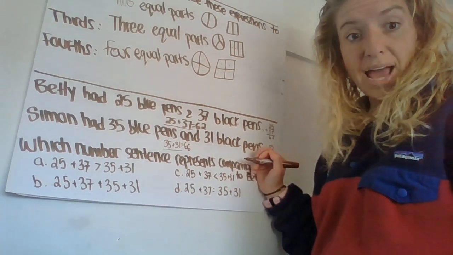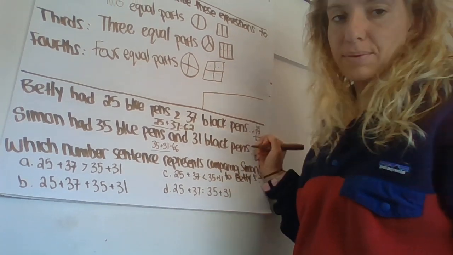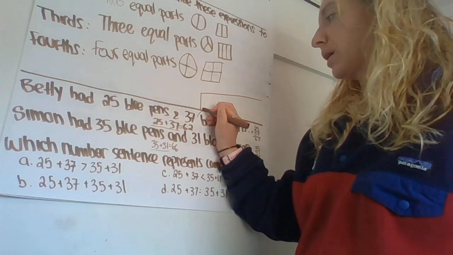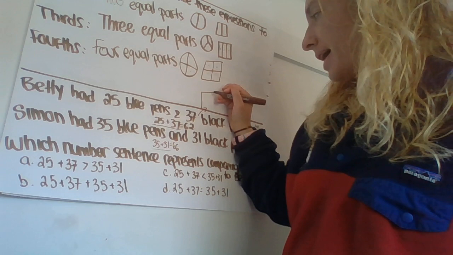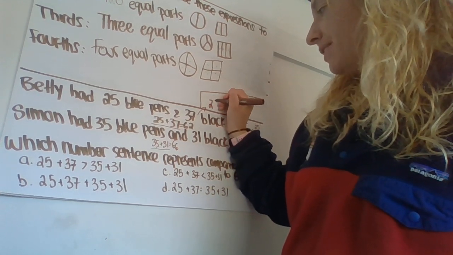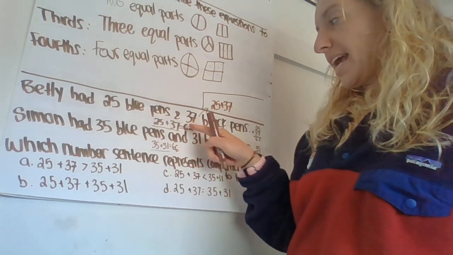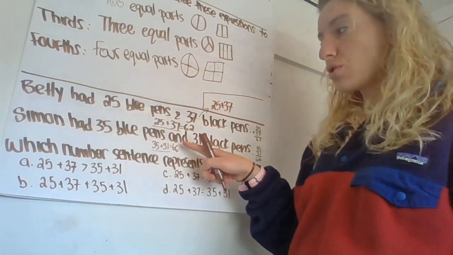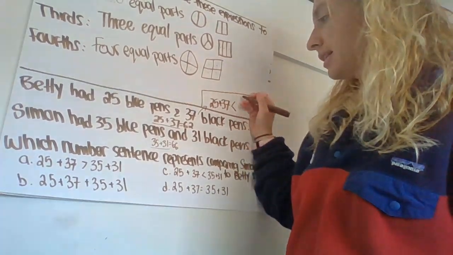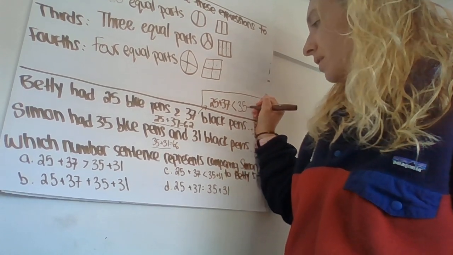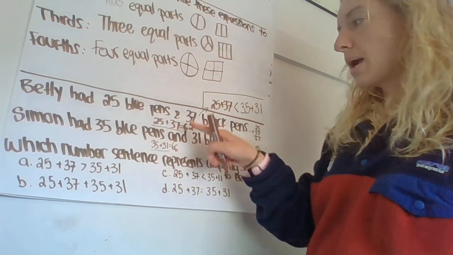So I'm going to go ahead and write that down in a number sentence. I'm actually going to do it right here because I did not give myself a ton of space. So, Miss Cashin, we all make mistakes. Okay, so I'm going to write right here that 25 plus 37, or Betty's, is less than Simon's. And I know that because I already did the math. 62 is smaller than 66, is less than 35 plus 31, because I already figured out Simon has more because he has 66, Betty has less.